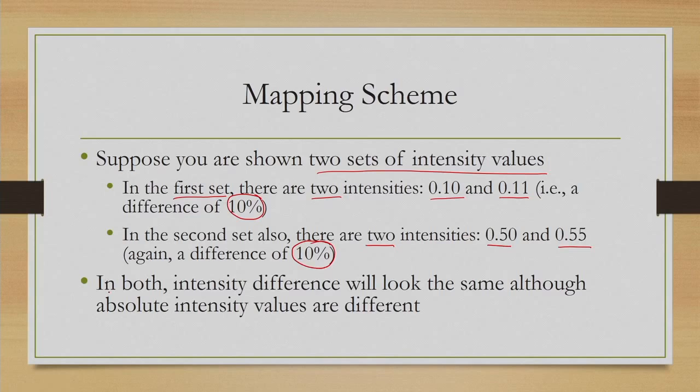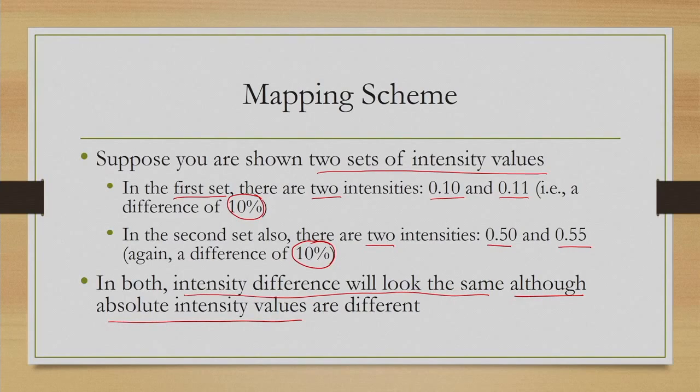But due to our psychological behavior, we will not be able to perceive the absolute difference between the intensity values. The difference will look the same, although absolute values are different. So, in the first case we have two absolute values, although the relative difference between them is 10%, and in the second set we have two absolute values which are different from the first set, but the relative difference is the same, 10%.